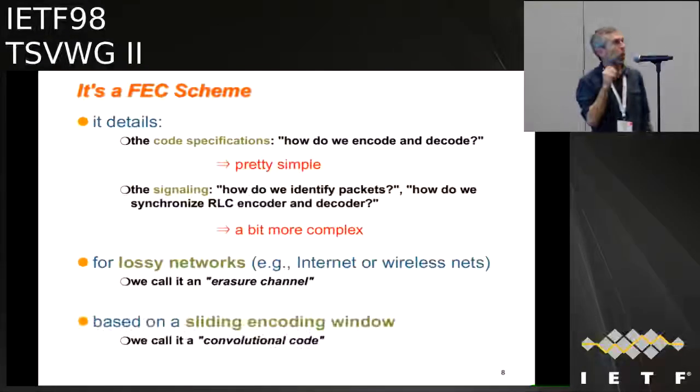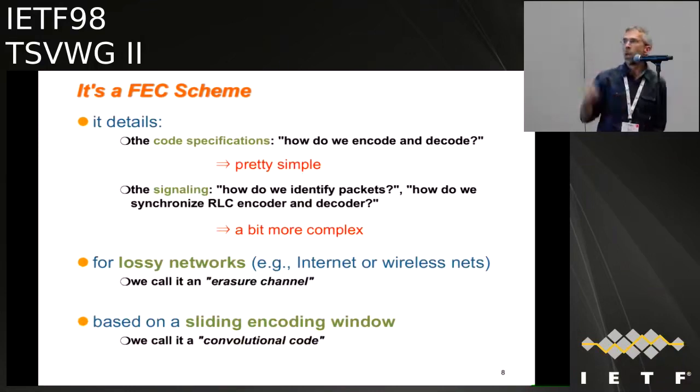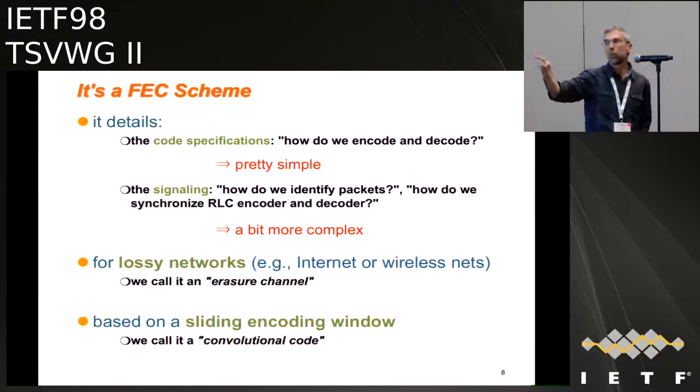Okay, so this is a FEC scheme. What does it mean? It means that we specify, first of all, the code. So we explain how to do encoding and decoding, what techniques are used, which is in fact pretty simple. I will show you just after, I have 2 slides about it. But we also specify all the signaling aspects, that is to say, how to identify packets and symbols, how to synchronize encoder and decoder, all this stuff, which is a bit more complex. This is for lossy networks, which means that the Internet is a perfect match for that. This is what we also call an erasure channel, but you can forget it if you want. This is a convolutional code, which means that it works with a sliding encoding window. I have an example just after.